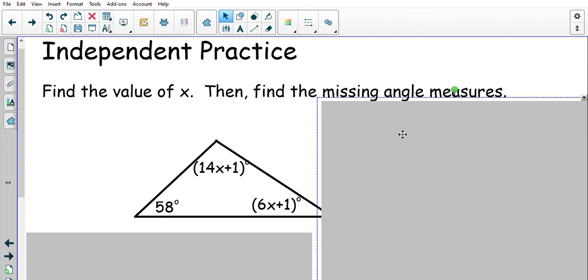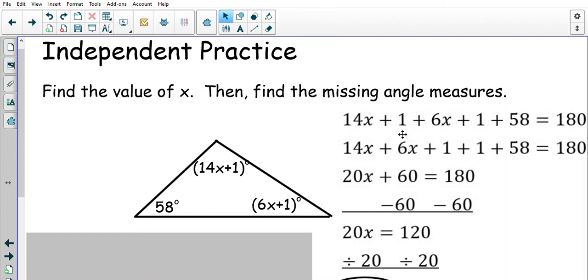All right, how do we do with this? This one was a little tough, I think. So our equation is 14x plus 1. I'll go ahead and still highlight these. Plus our 6x plus 1. Plus 58 has to equal 180. The three angles total 180.